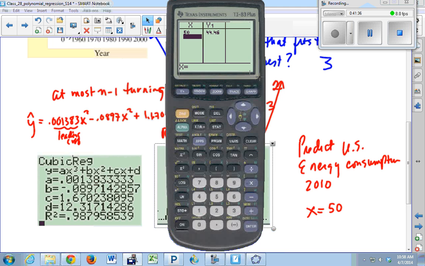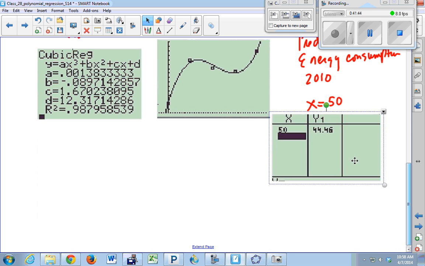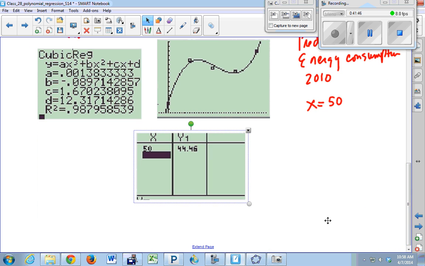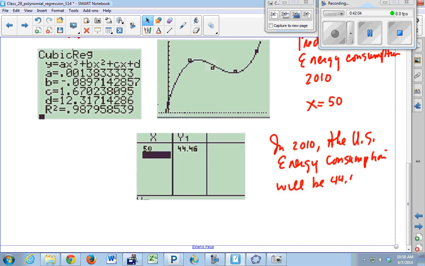So that's how you can use your table to do some of this calculation and not compound your estimation error by using as much of the data, the precision and accuracy of your calculator. So this says that in 2010, the US energy consumption will be 44.46 quadrillion BTUs. Okay.